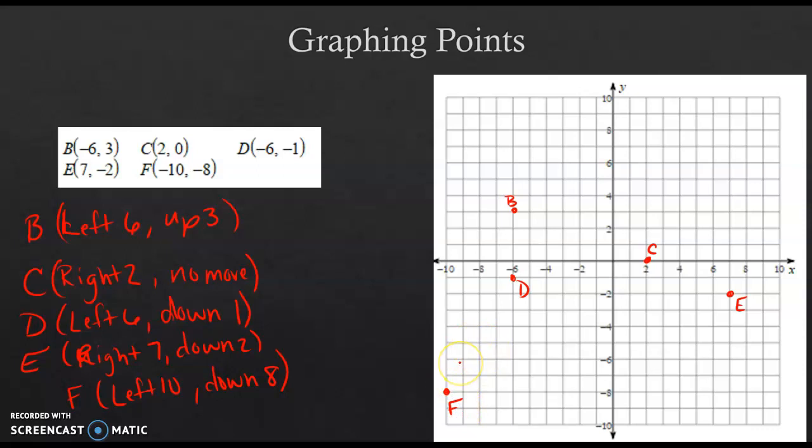So if we were to talk about where these are quadrant-wise, B is in quadrant 2. D and F are in quadrant 3. They both had those negatives, right? Negative, negative. B had negative, positive. E is in quadrant 4 because it has a positive, negative. And then C is not in a quadrant. We would call that the x-axis. So we didn't have any points in quadrant 1.